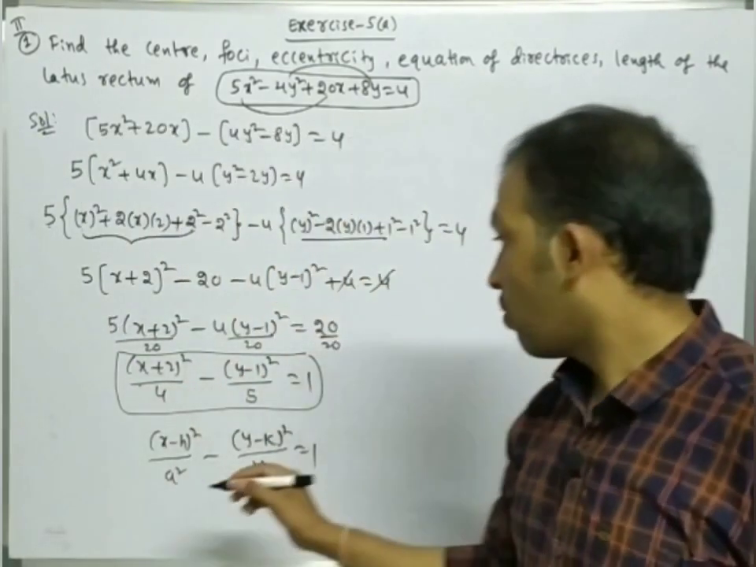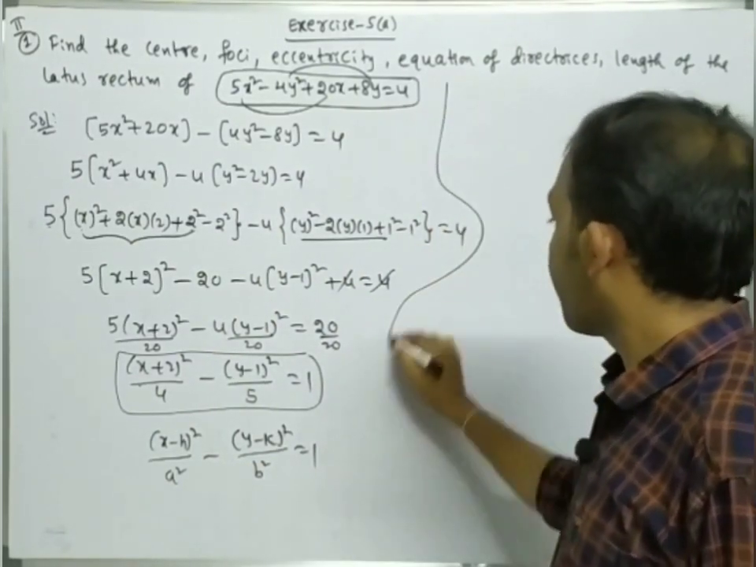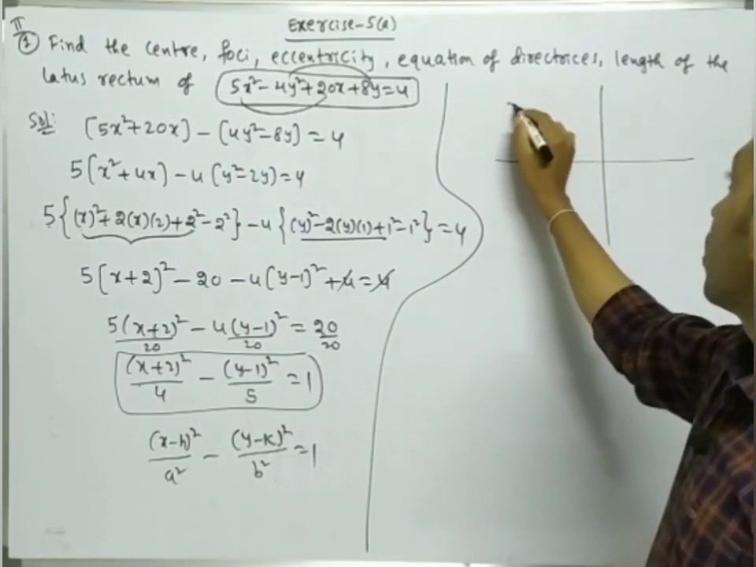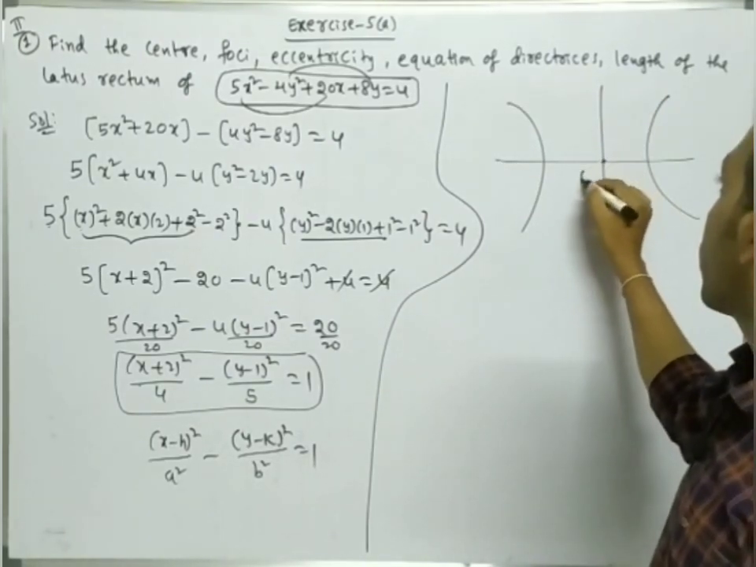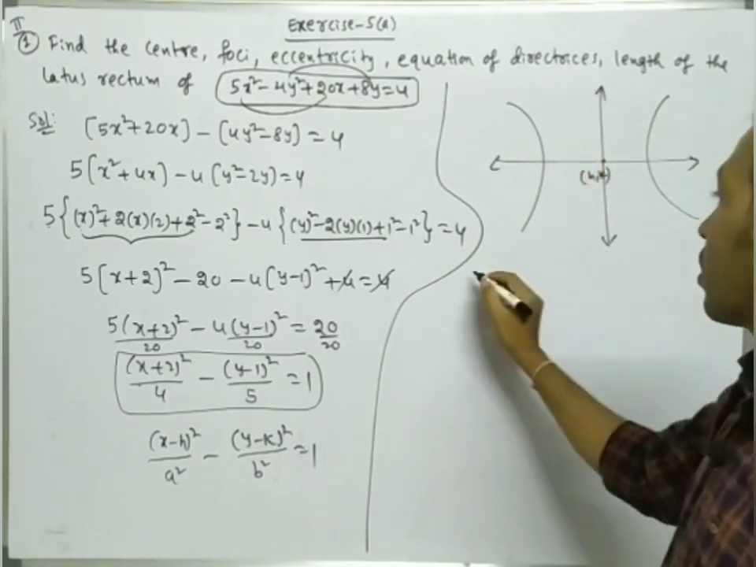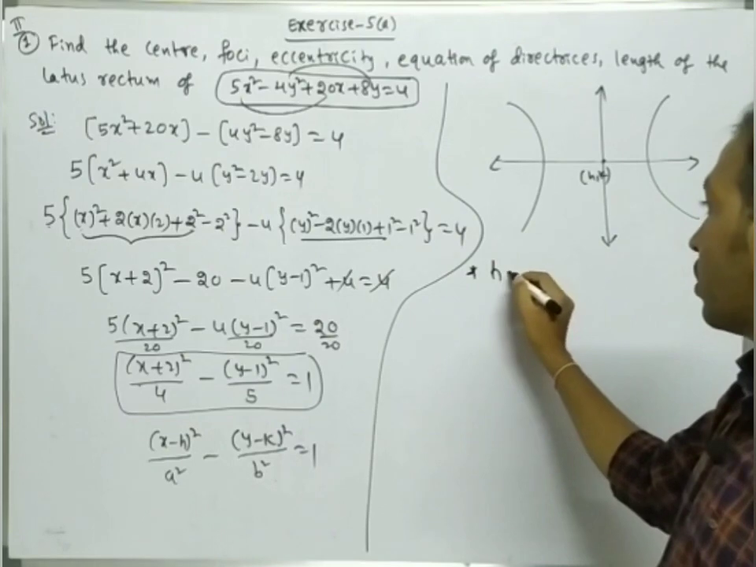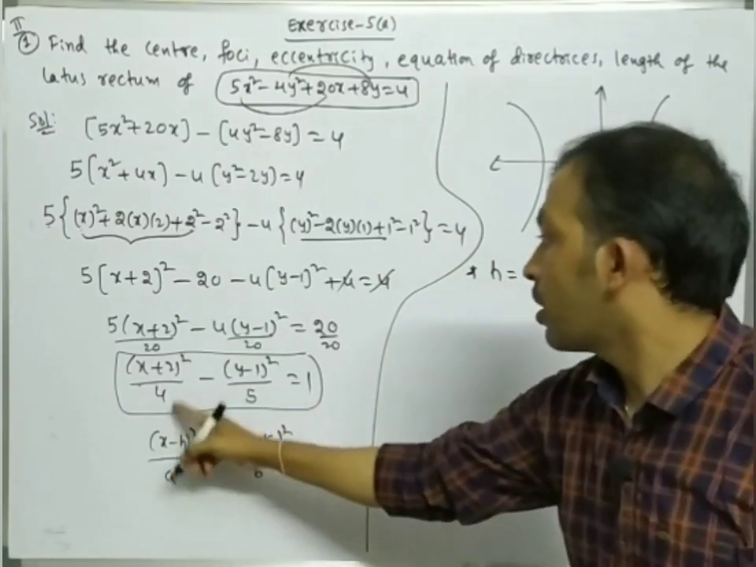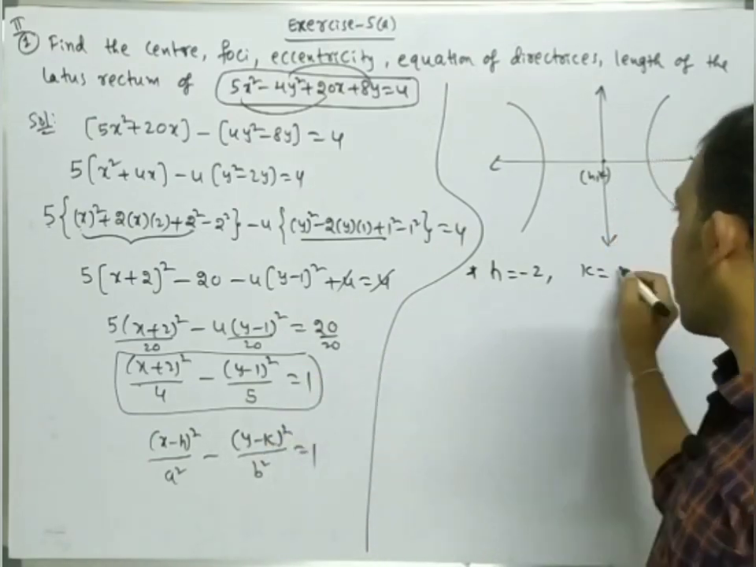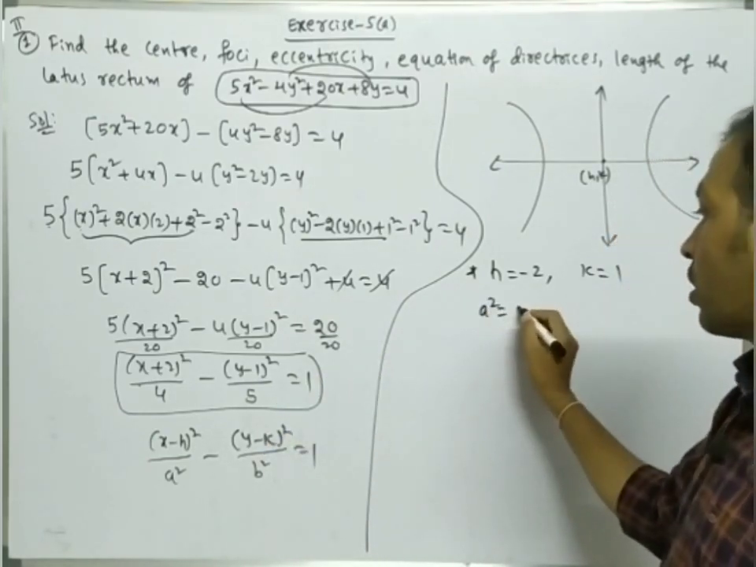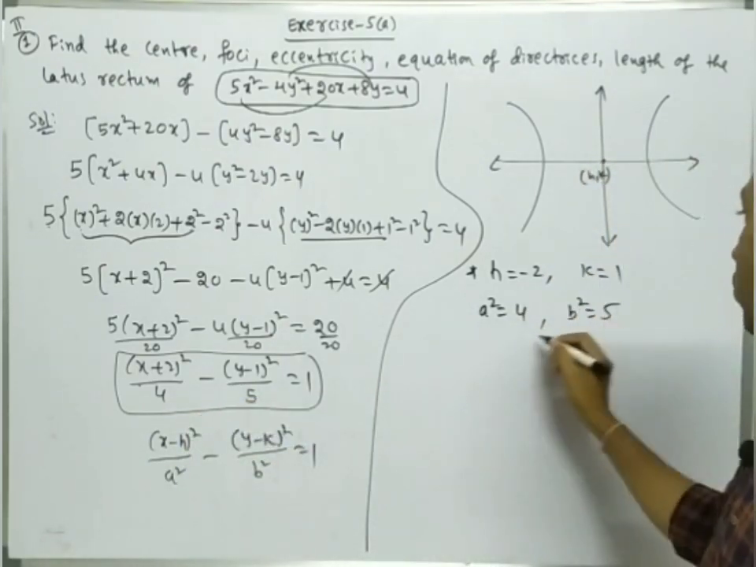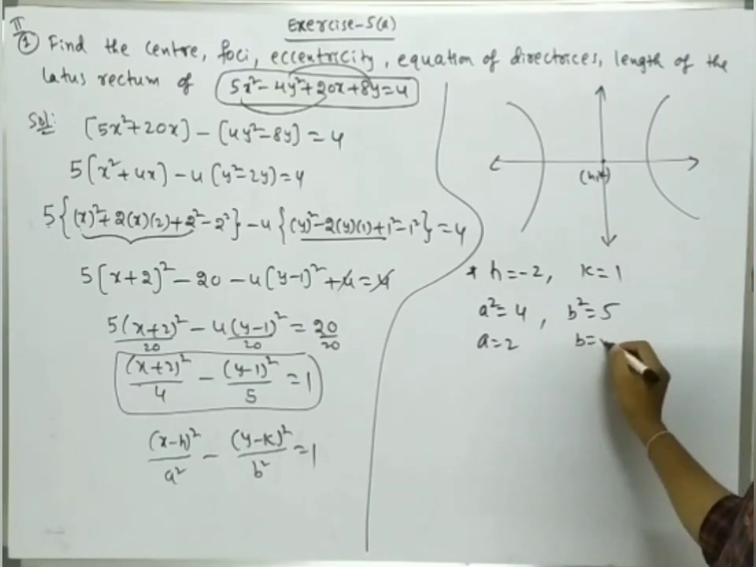Now here, what is h? The shape is like this, with the center shifted to h comma k. Remember all the formulas. First of all, compare: h value is minus 2, k value is 1, a square is 4, then b square is 5, so a is 2, b is root 5.